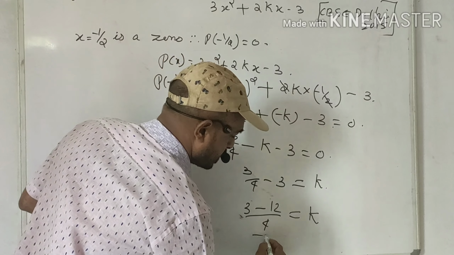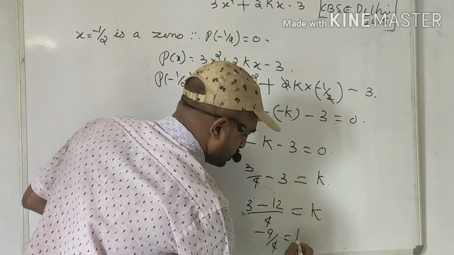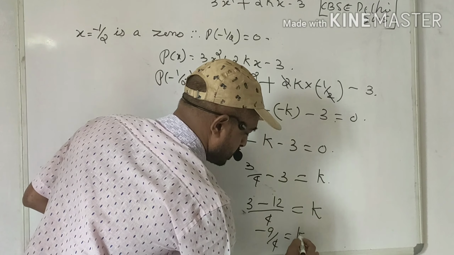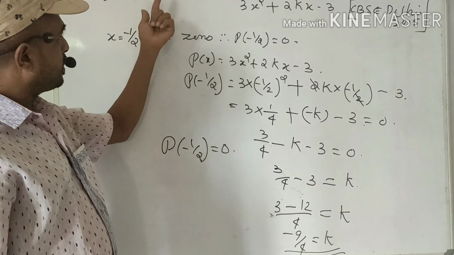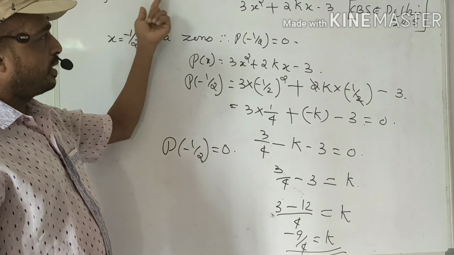So this is minus 9 by 4 is equal to k. That is, k is equal to minus 9 by 4. So here, I think this question is quite clear to you. Here we are required to find out the value of k if x equal to minus 1 by 2 is a 0 of the polynomial.